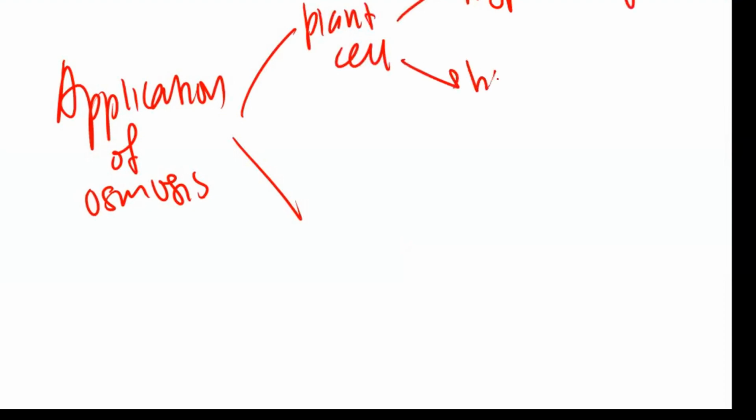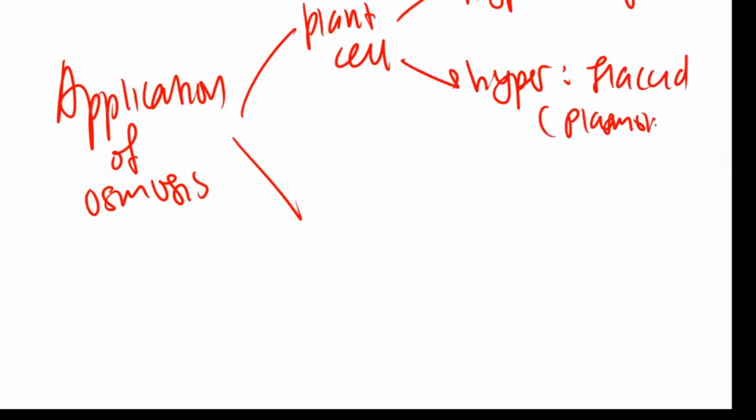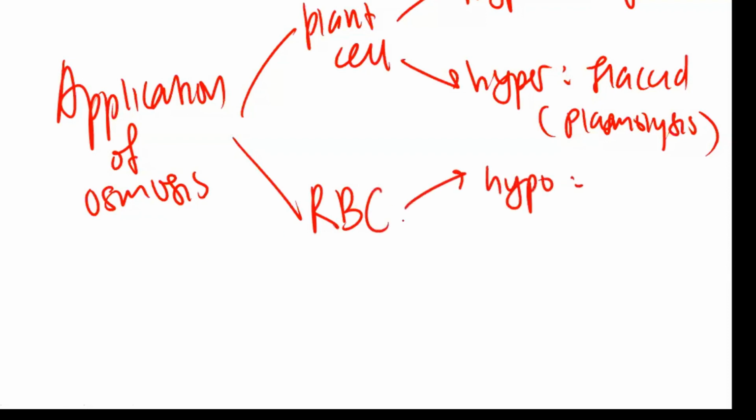Okay, so let me summarize for you. In terms of application of osmosis, we have these two, which is plant cell. Plant cell, when I put in hypotonic solution, it becomes turgid. Plant cell, when I put in hyper solution, it becomes flaccid. The process is plasmolysis. Guys, what is the other branch here? This should be red blood cell. Red blood cell, revision, I put in hypotonic solution. You need to imagine. Outside hypo.